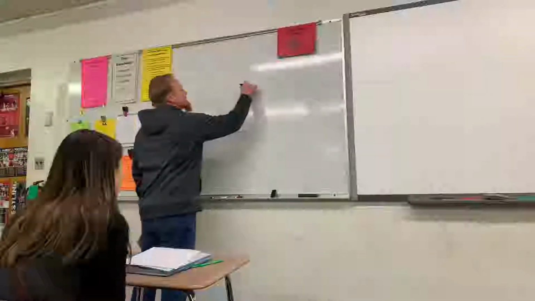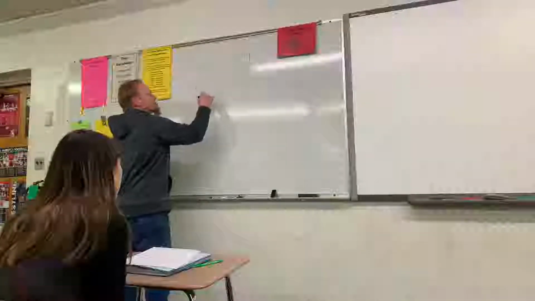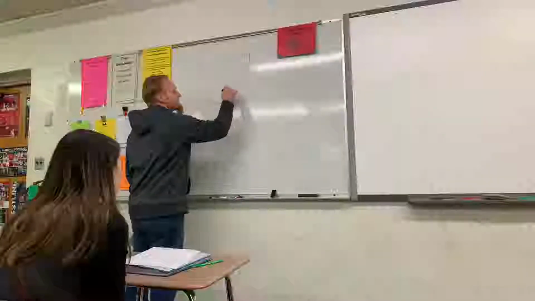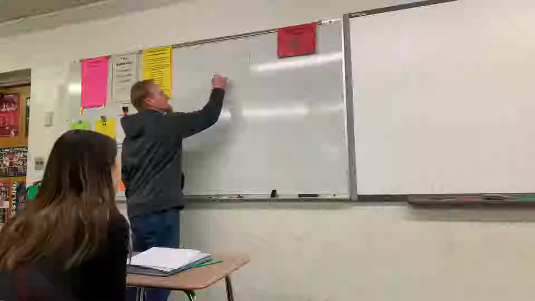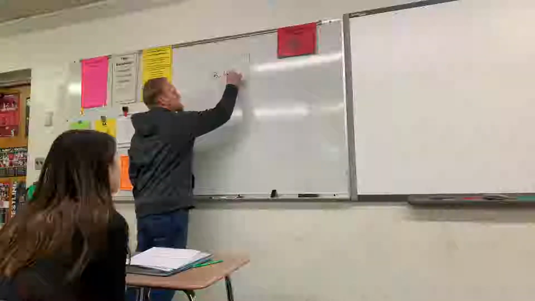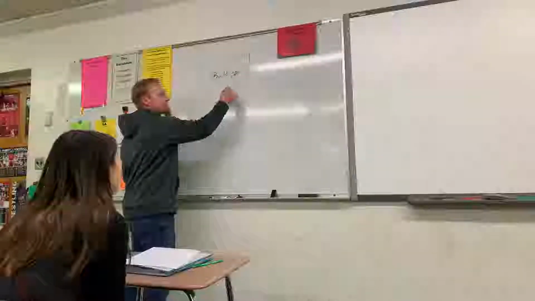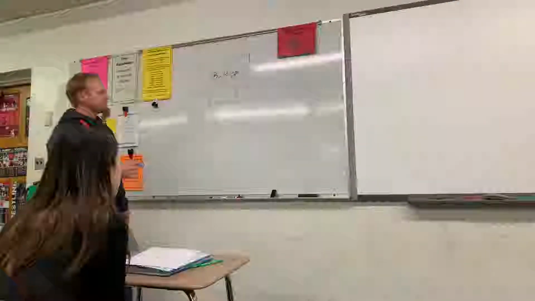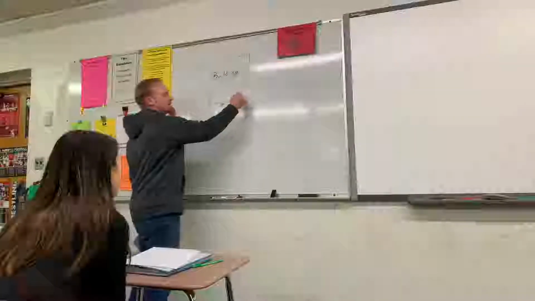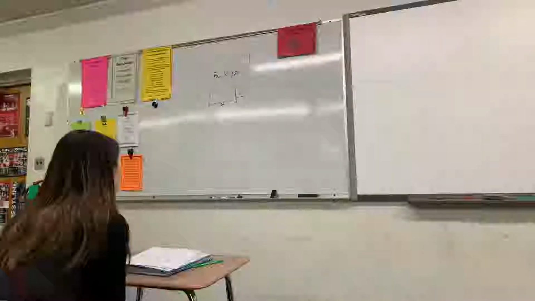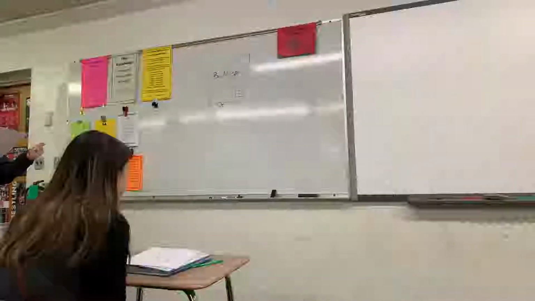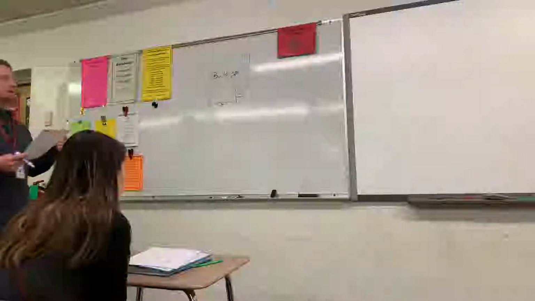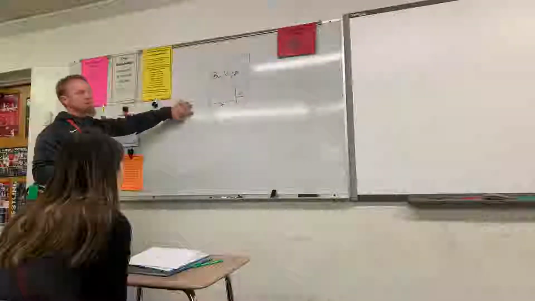So, I've got this building, and then I want to fence in something on that building. So here's my building. And this is going to be my fence. Okay, I'm going to go ahead and label this as X and label that as Y. So it says we need to fence in 20,000 square feet and we want the minimum amount of fencing. So somebody raise your hand and get me started on this.